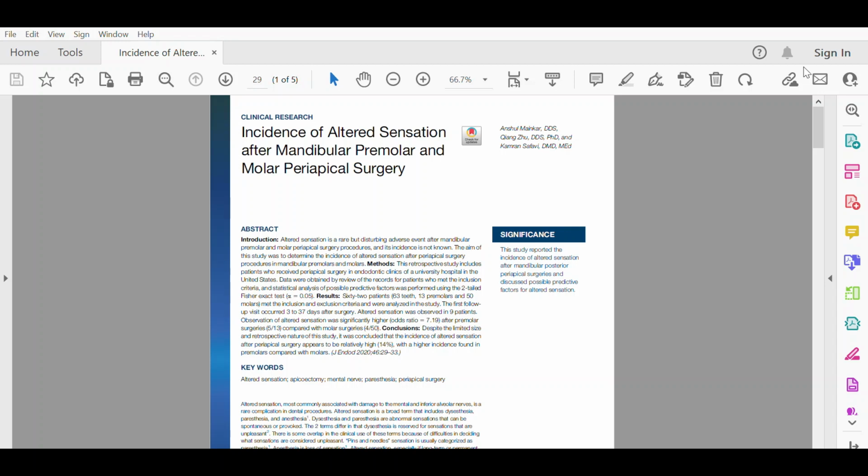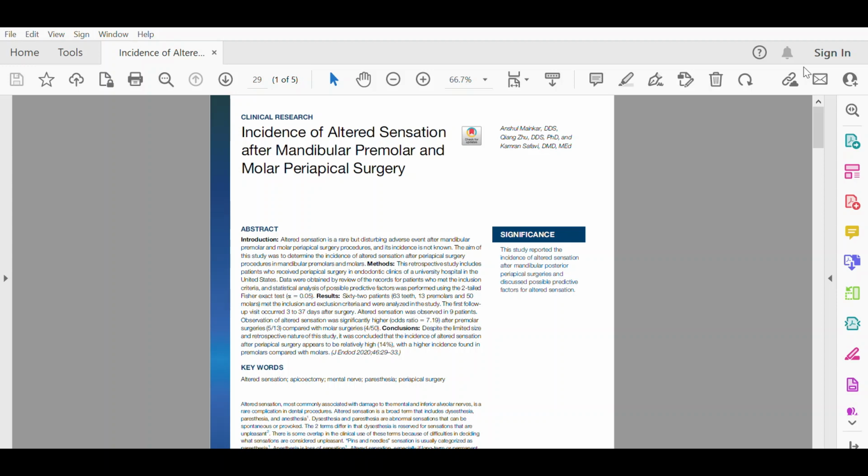Assalamu alaikum. This article talks about the incidence of altered sensation after mandibular premolar and molar periapical surgery. This is a study done by Anshul Mainkar and Karman Safavi in the Journal of Endodontics in 2020.